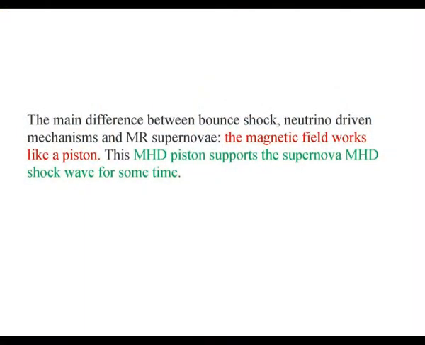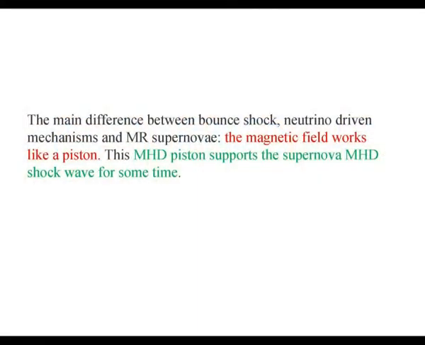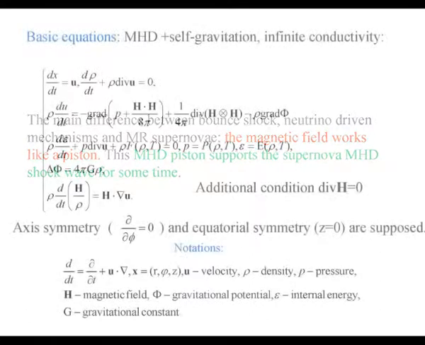But in the case of the magnetic field, we have a continuously and very rapidly rotating neutron star, which winds up the force lines of the magnetic field, and it works like a piston, a so-called MHD piston, which pushes or supports this MHD shock for a little bit or some longer time and can help to produce a supernova explosion event.